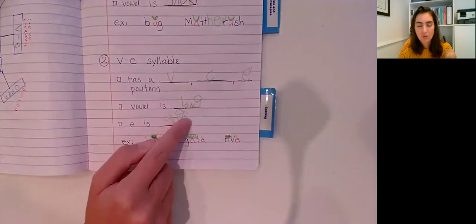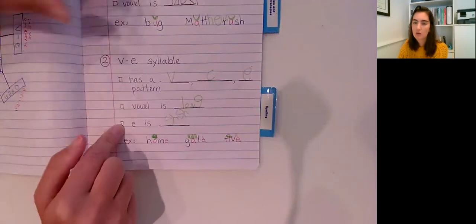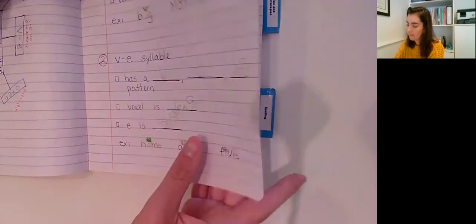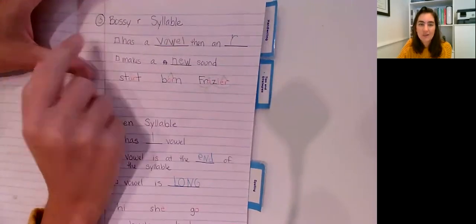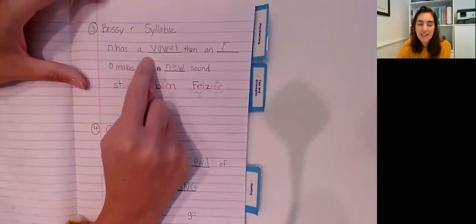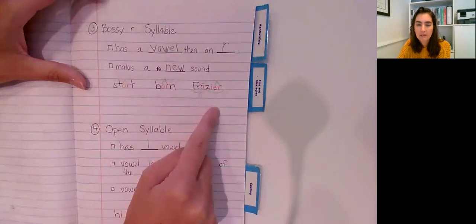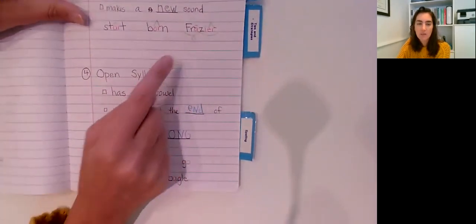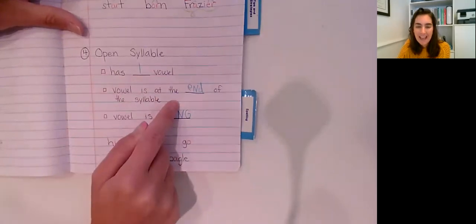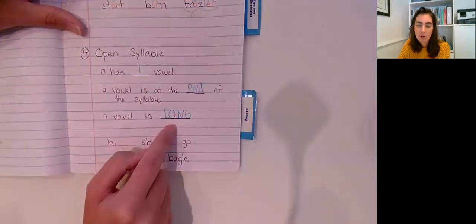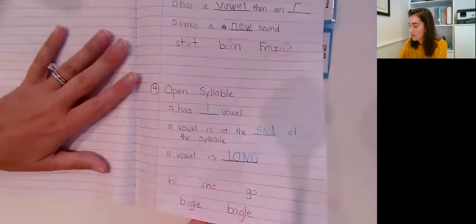Oh, he wrote shh. So for those last 2, that's what you see. This is what you hear. Again, bossy R, just because that's what his teacher used in school. This is what he sees, has a vowel, then an R. Makes a new sound. And that's his last name, so that helps. Open syllable, what do we see? Has 1 vowel. Vowel is at the end of the syllable. Vowel is long. Well, I don't have those ones marked up, but I have my answers ready for him.